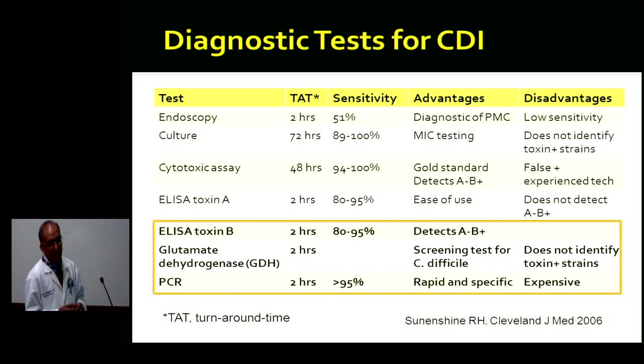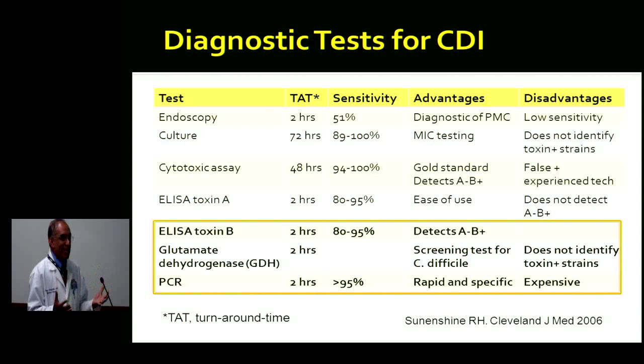So currently what's used at Henry Ford, which seems to work extremely well, is you do a screen with the GDH test, which detects the presence of any form of C. diff, toxigenic or non-toxigenic, and if it is positive, then you do the ELISA test, which then tells you, is it a toxigenic strain or a non-toxigenic strain? So this is the current standard testing that we have here.